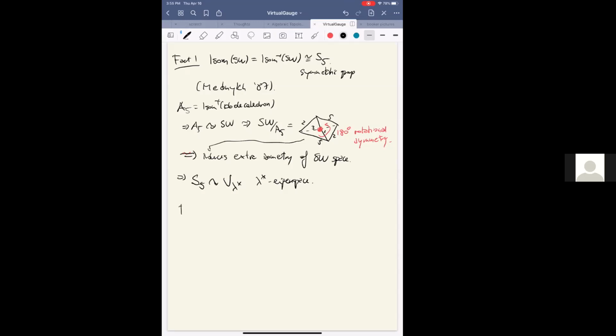Yeah, so the second fact is that if lambda star is less than or equal to 64, then the lambda star eigenspace does not contain copies of the trivial A5 representation.